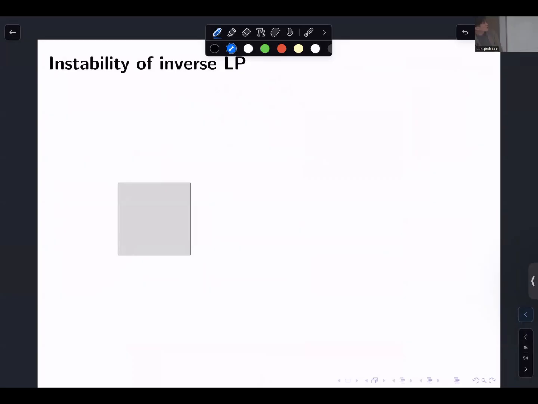Okay, so I'd like you to think about this. There's the feasible region that only consists of like 4 constraints, and there are 4 data points. And you solve the classical inverse LP, then what would be the C vector that makes the 4 data points as optimal as possible?